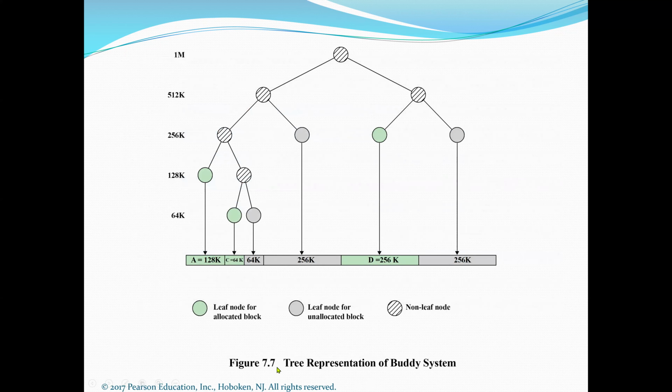Figure 7-7 shows the binary tree representation of buddy allocation immediately after the release of request B. The leaf nodes represent the current partition of the memory, and we can see the partitions 256K, 64K, and so on. If two buddies are leaf nodes, then at least one must be allocated. Otherwise, they will be coalesced into a larger block.